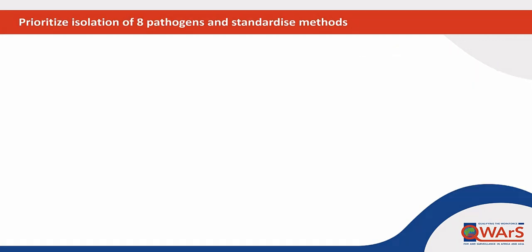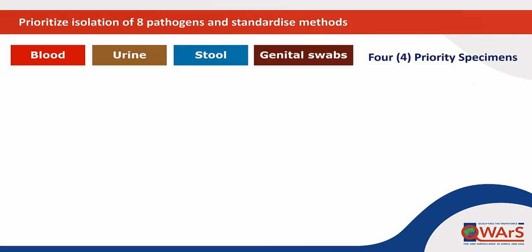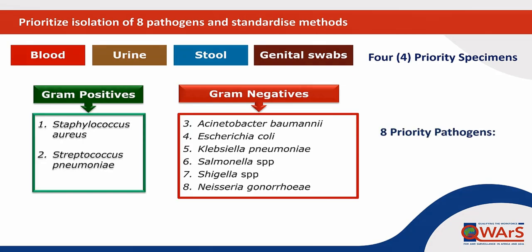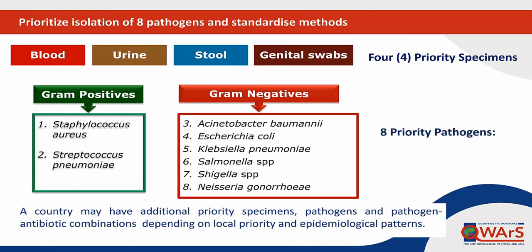This slide shows the 4 priority specimens and 8 priority pathogens currently monitored for resistance to specific antibiotics according to GLASS Manual version 1: Staphylococcus aureus, Streptococcus pneumoniae, Acinetobacter baumannii, Escherichia coli, Klebsiella pneumoniae, Salmonella species, Shigella species, and Neisseria gonorrhoeae. Please also note that a country may have additional priority specimens, pathogens, and pathogen antibiotic combinations depending on local priority and epidemiological patterns.